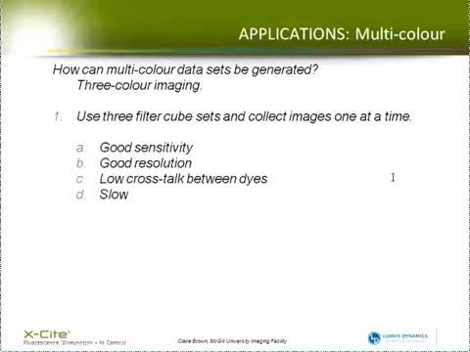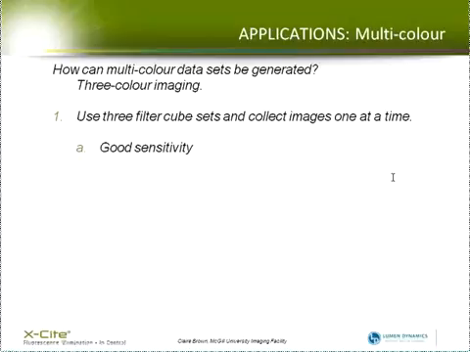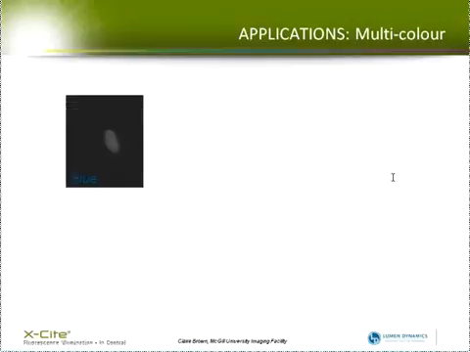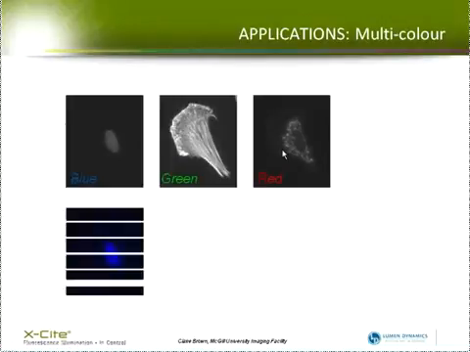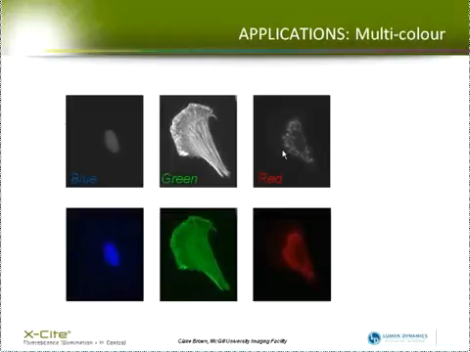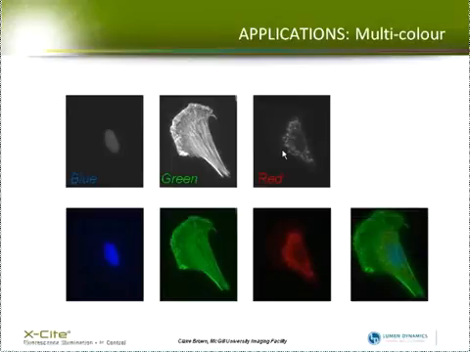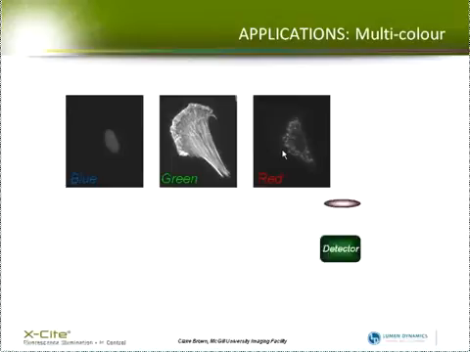So it's good sensitivity, good resolution, low crosstalk between dyes because you're only imaging one dye at a time, so you're not going to have your green dye going into your red channel because it's not being excited at the time that you're collecting your green image. But as I said, it's slow. And you would basically take 3 monochrome pictures with your blue cube, your green cube, and your red cube, and then the computer pseudo-colors those images and overlays them into your 3-color fluorescence image.